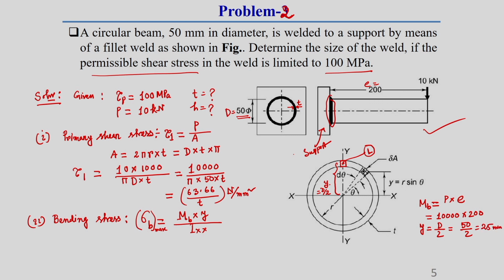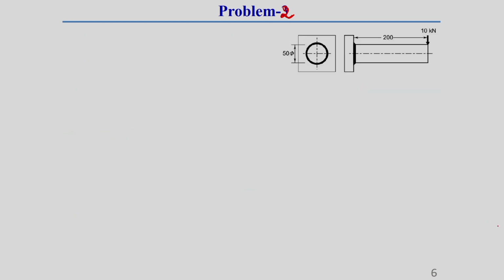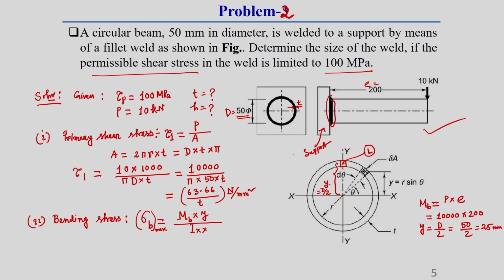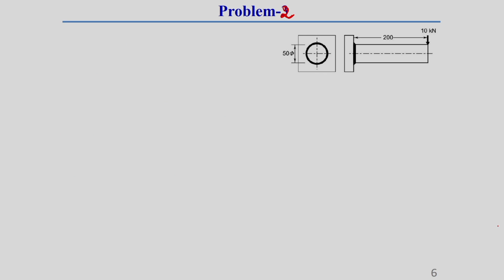And here we have to find out Ixx. MB and y are known to us, now we will find Ixx. This Ixx calculation I am going to show here itself. So, how to calculate this Ixx? Now I am showing this Ixx calculation.